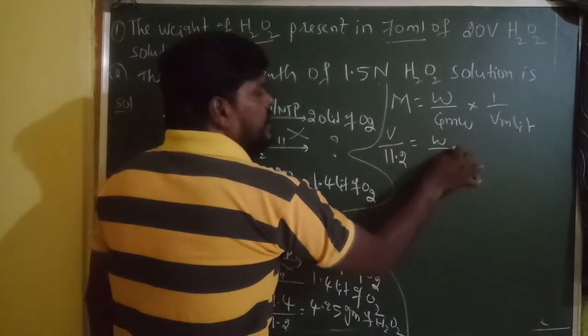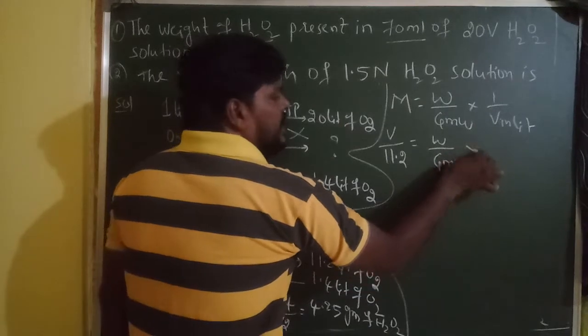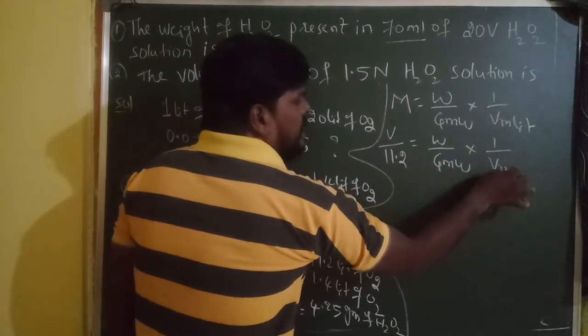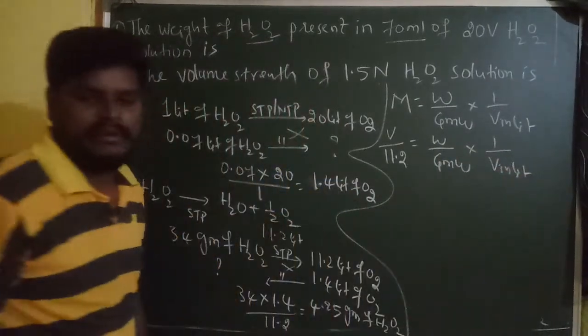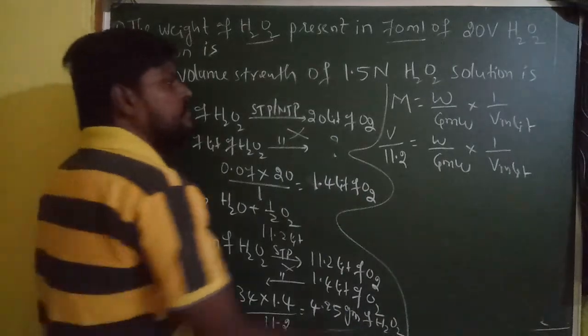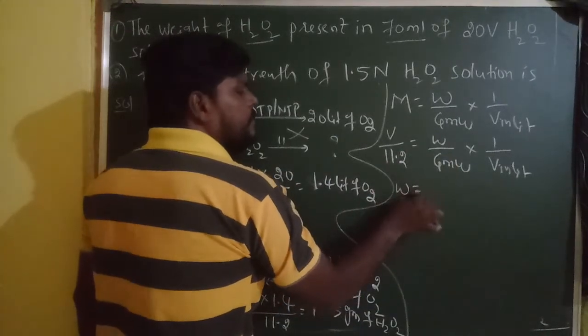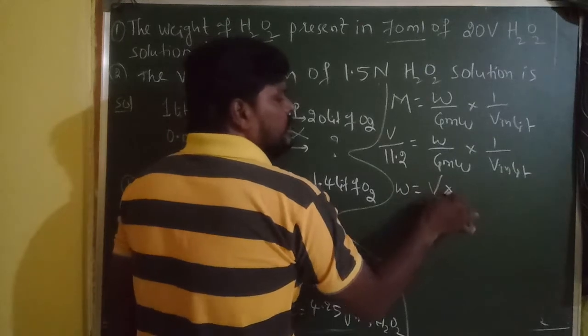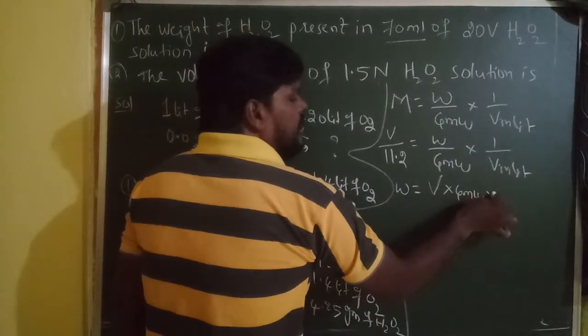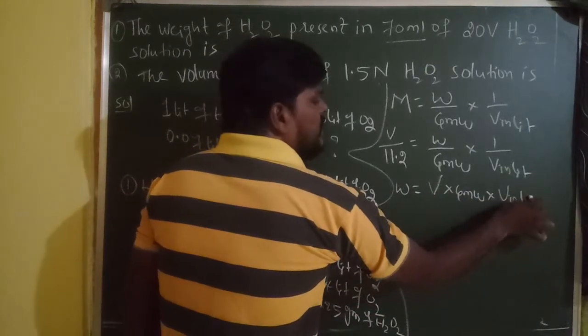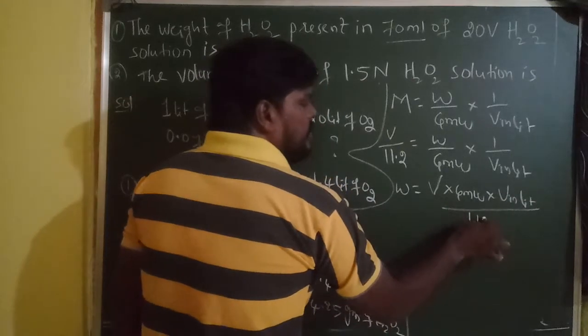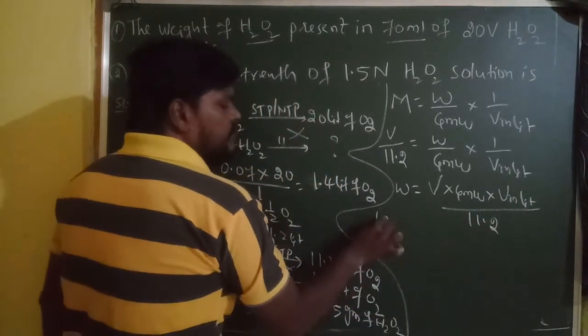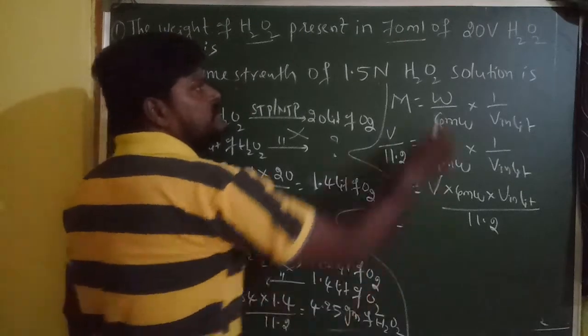11.2 is equal to weight by gram molecular weight into 1 by V in liters. We need the weight, that's why we keep weight here. Weight is equal to volume strength into gram molecular weight into V in liters by 11.2. So then weight is equal to, here what is the volume strength?